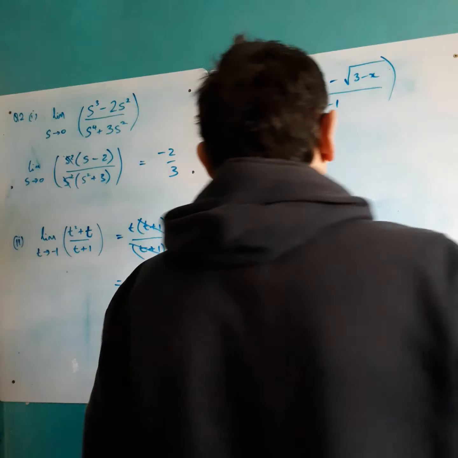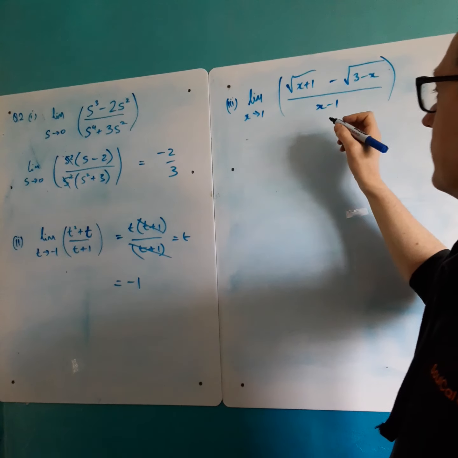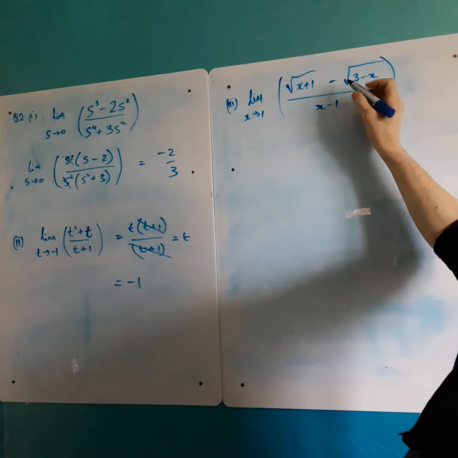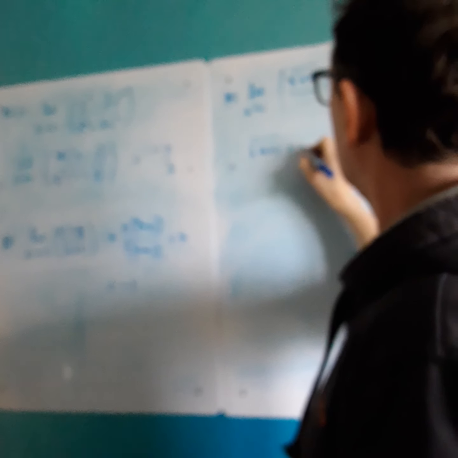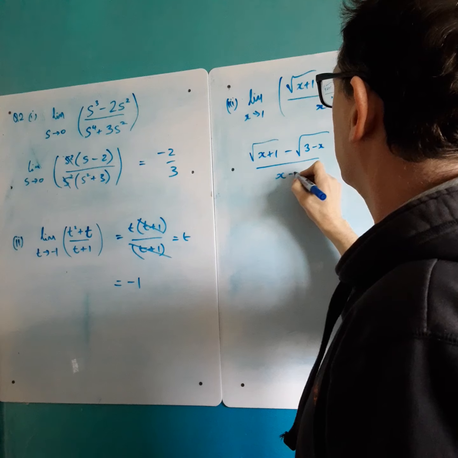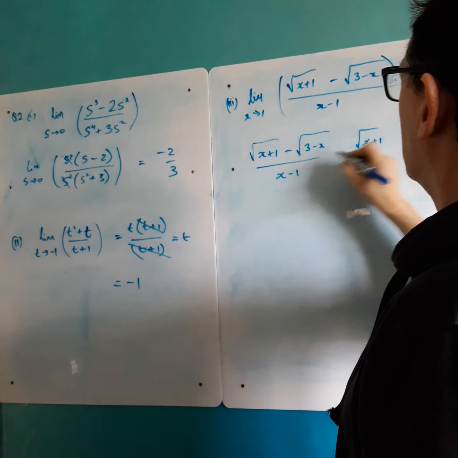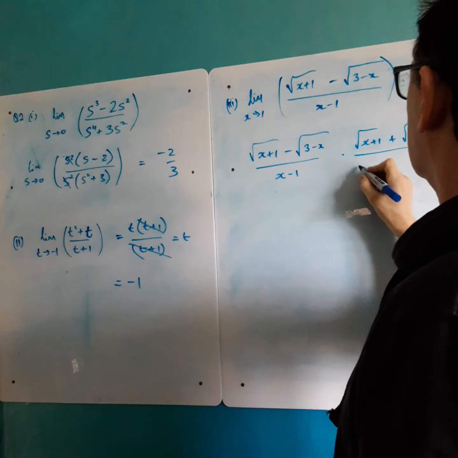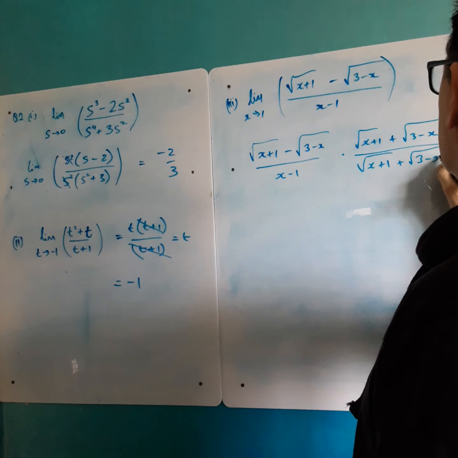Okay, the third one here is one of these, what I call a conjugate type one. So what I'm going to have to do is take this and multiply above and below by the conjugate of the numerator. So I have root x plus 1 minus root 3 minus x over x minus 1. And I'm going to multiply above and below by root x plus 1 with a plus in the middle, root 3 minus x, over root x plus 1 plus root 3 minus x.